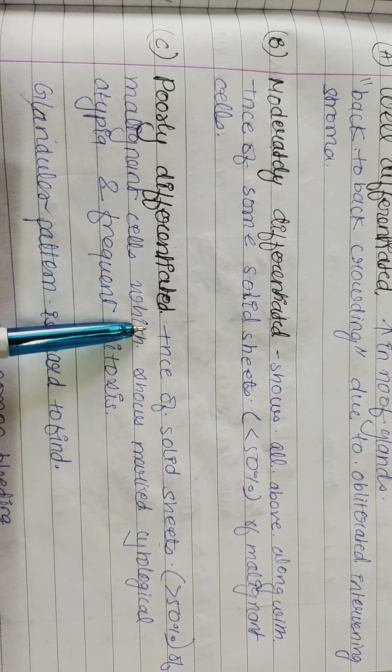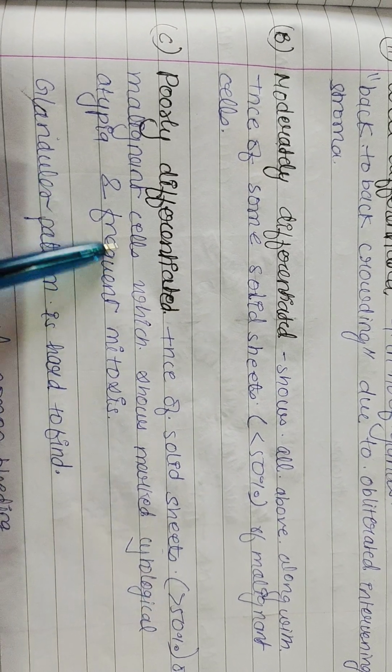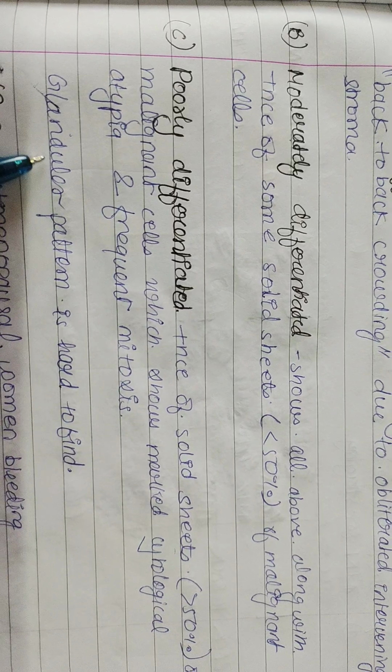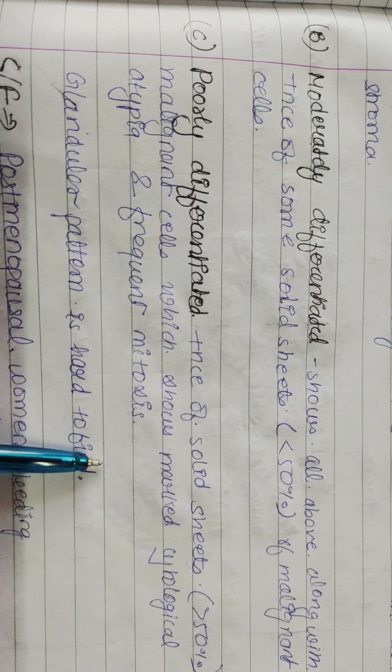In poorly differentiated, we also see the presence of solid sheets with more than 50% malignant cells, which show marked cytological atypia and frequent mitosis. Glandular pattern is hard to find in poorly differentiated endometrial carcinoma.